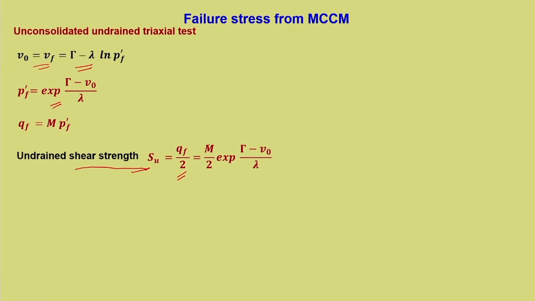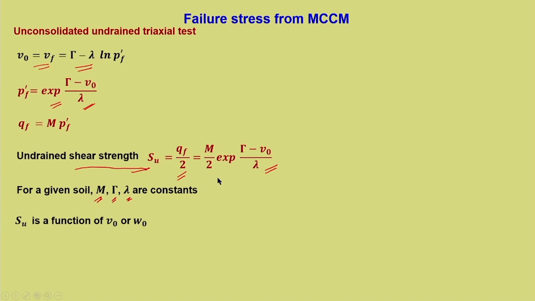So, if you substitute Qf is equal to m into P dash f, Qf by 2 will be m by 2 and P dash f is equal to exp gamma minus V naught upon lambda. For a given soil m, gamma, lambda are constants. So, Su is merely a function of V naught, that is the initial specific volume, or we can write it in terms of initial water content. W naught is the initial water content.